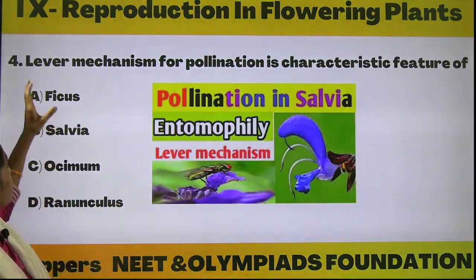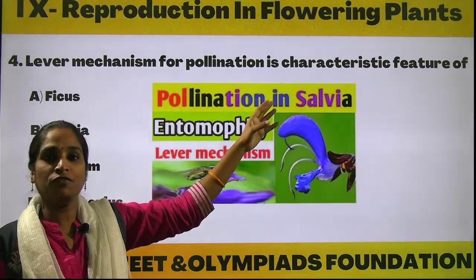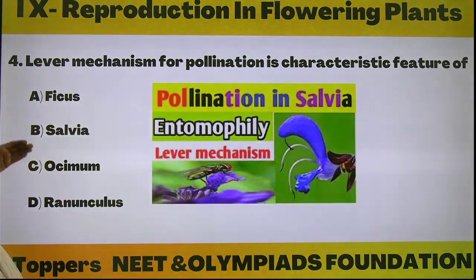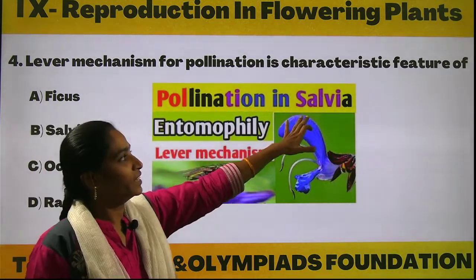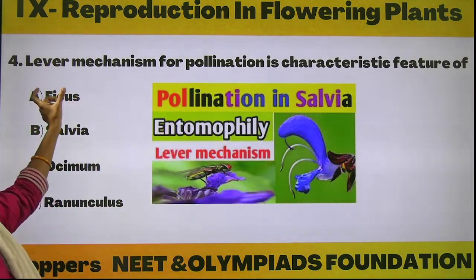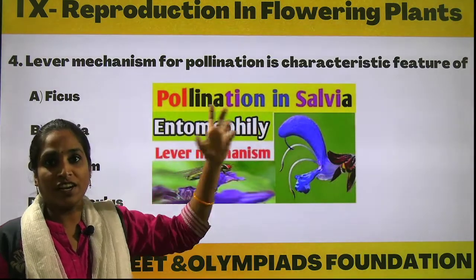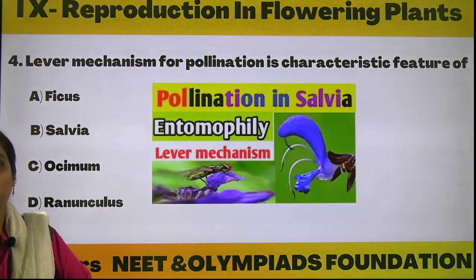So lever mechanism for pollination is a characteristic feature of which of all these plants? Ficus, Salvia, Ocimum or Ranunculus. The picture indicates Salvia. This is the Salvia flower, which has the lever mechanism for the pollination process, adjusting from one place to another place.